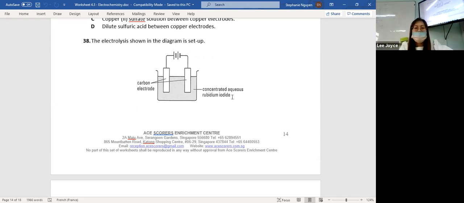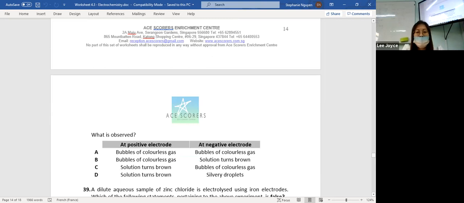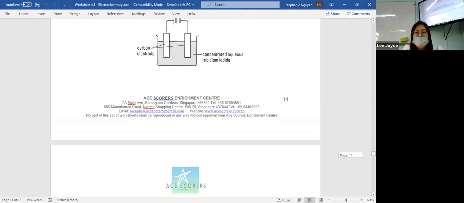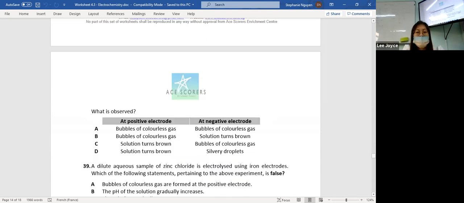So as a result, at the cathode, which is the negative electrode, you will have effervescence of hydrogen gas produced. And then at the positive electrode, the iodide ions are discharged to form iodine, which is a reddish brown solution. So that is why the answer for question 38 is C.